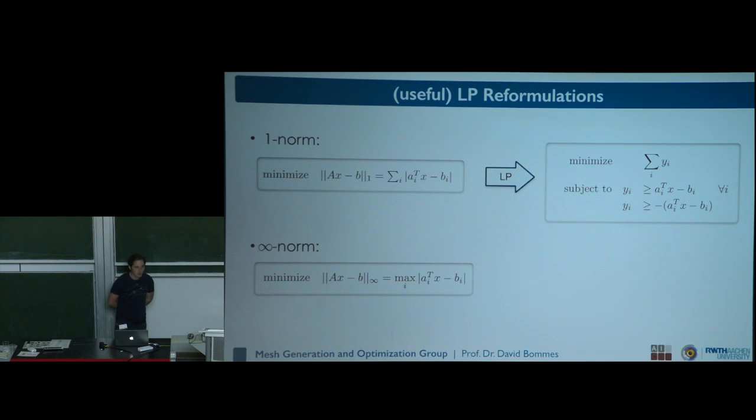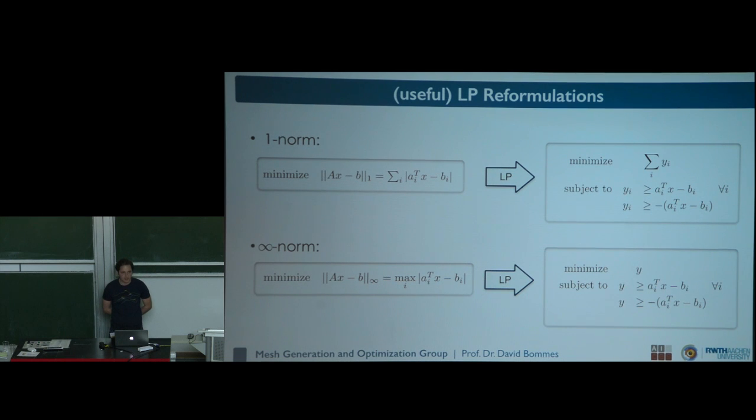Alright. Almost the same trick works to optimize infinity norms. So maybe you don't know what the infinity norm is. If you have a vector, you just look at the largest absolute value in the vector. That's the infinity norm. In this case, you can do the same trick, but instead of introducing new variables for each absolute value term, you just introduce one.